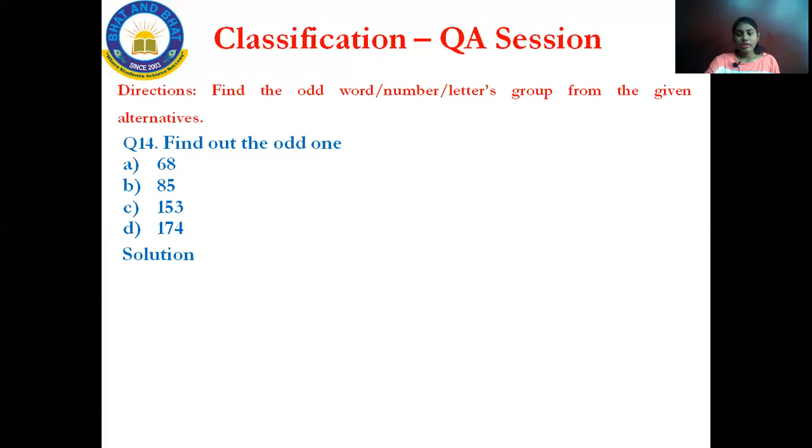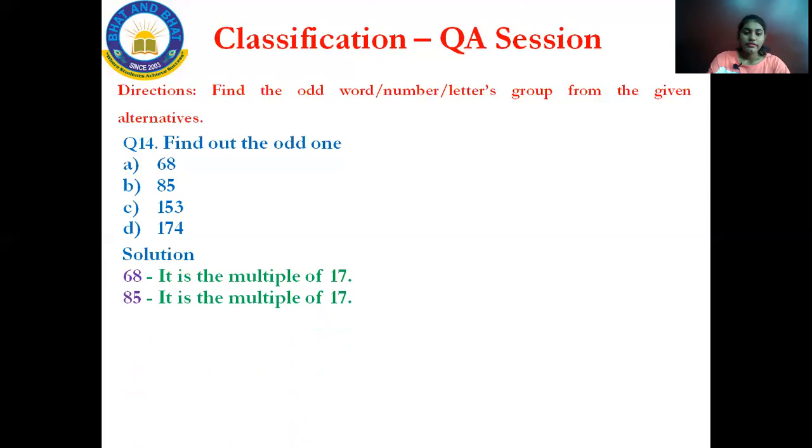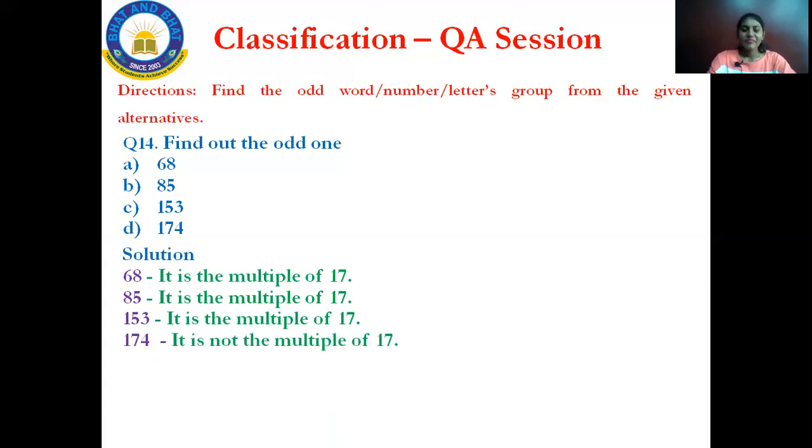Keep in mind, I'm solving the question answers based on number classification, so you'll be getting the numbers only. Now, 68 is a multiple of 17. Write the 17 ones table. 85 is also a multiple of 17. Even 153 is also a multiple of 17. And 174 is not a multiple of 17.